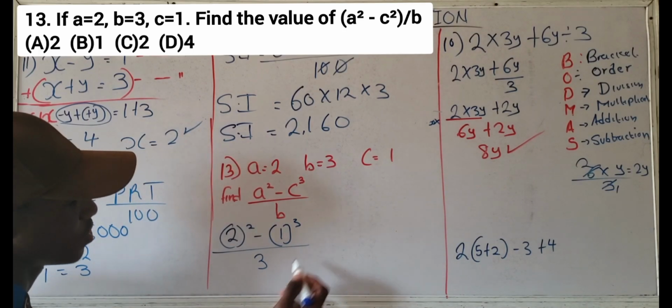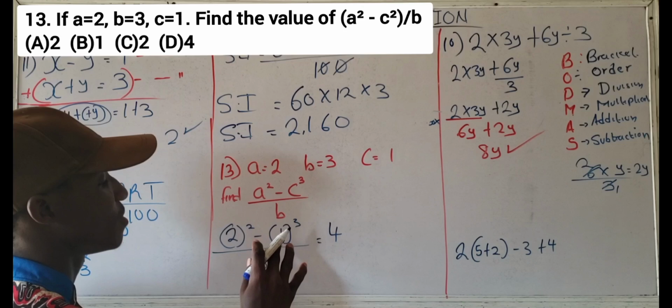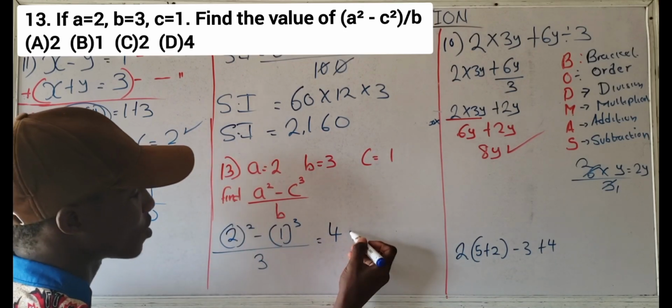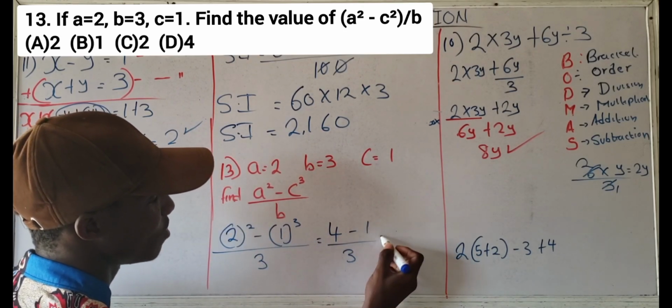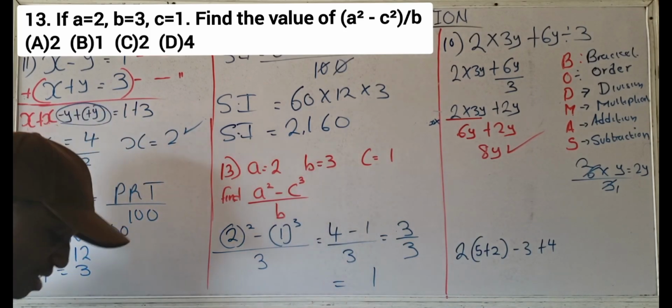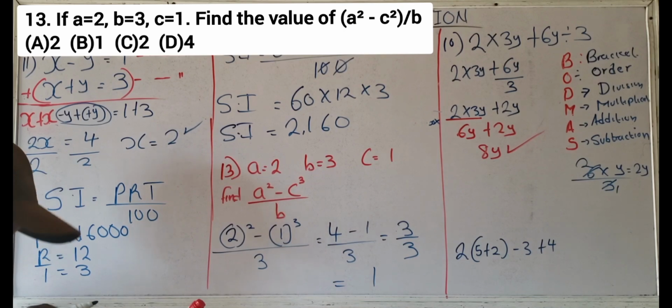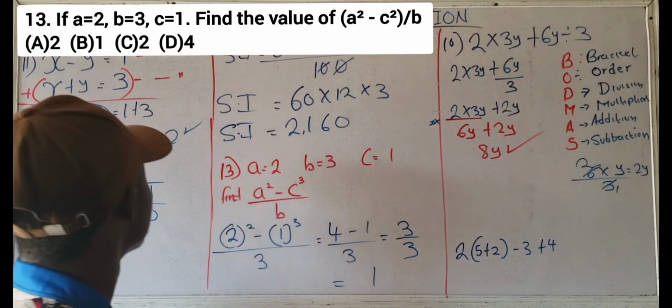Okay? So here I'm going to have 2 raised to the power of 2 is 4. 1 raised to the power of 3 is still 1. So I'm going to have 4 minus 1 all over 3, which is equivalent to 3 over 3. The final answer is 1. Okay? The right option to that question is option B. You understand? Okay? So let's proceed to question number 14.